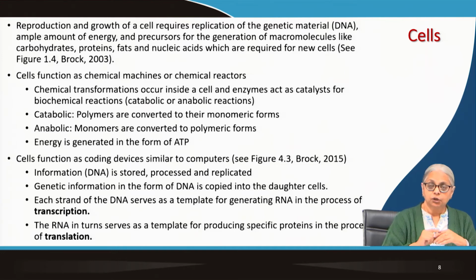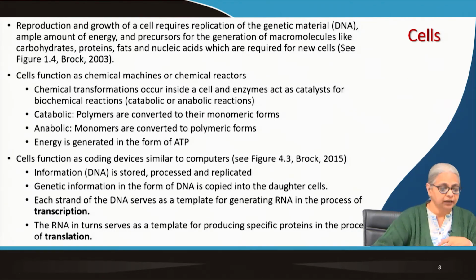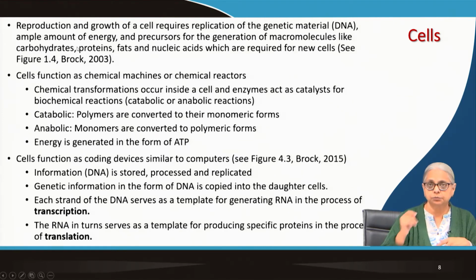Each strand of the DNA, you know that the DNA is a double-stranded molecule, it's a helical structure, and each strand of the DNA is going to serve as a template for generating RNA. Now there are three types of RNA. There's messenger RNA, transfer RNA, and ribosomal RNA. Now these three different types of RNA are going to do different parts of the process. You can refer to the textbook. I have given references to figures in the textbook. You can refer to them.